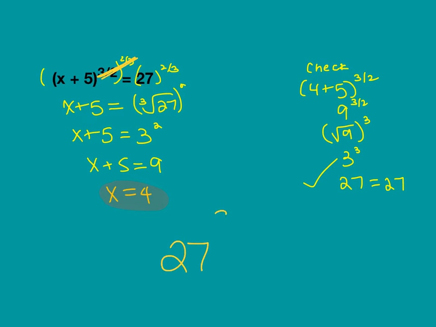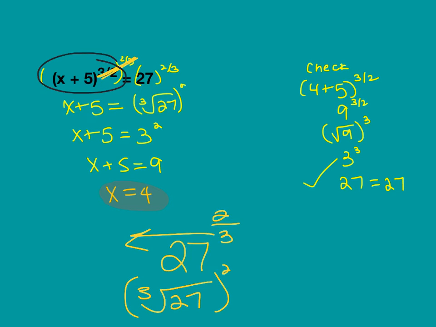So again, 27 to the 2/3. The 3 slides over to become the index. So that's the cube root of 27. The exponent is now the numerator from my fraction. The cube root of 27 is 3. 3 to the second power is 9. And I get x plus 5 equals 9. Subtract the 5 from both sides, and I get x equals 4.